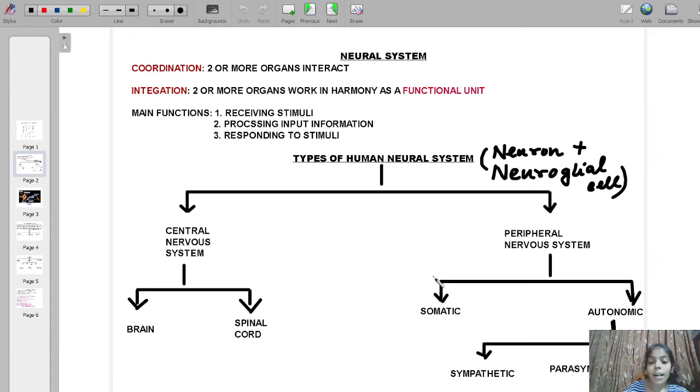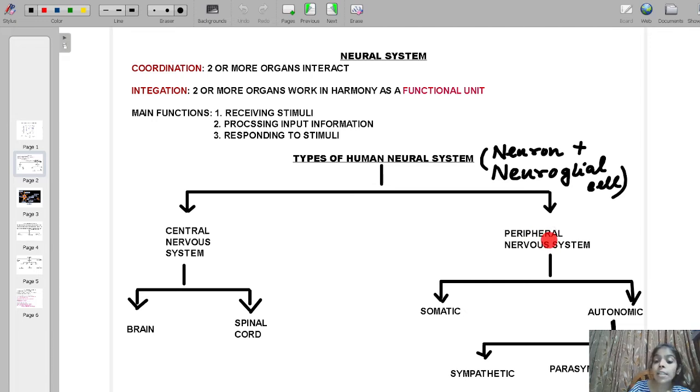Another type is the peripheral nervous system, where the nerves come out of the brain and reach various parts of the body. They carry the information, impulses basically, to the periphery of the human body. That means away from the center, towards the boundary. That is why the name peripheral nervous system.